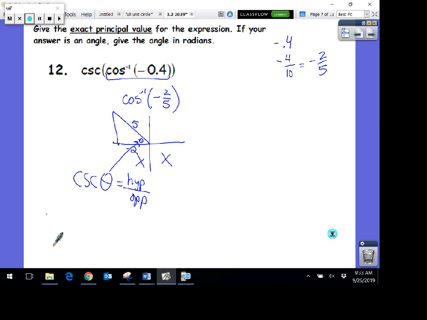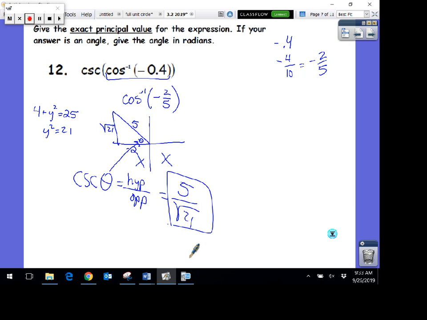All right, so we have the hypotenuse. We need the opposite. So negative 2 squared is 4 plus whatever that, I'm going to call that y squared, equals 5 squared is 25. Y squared is 21. Positive root 21. Root 21. There's your answer. Only possible answer. There are not multiple answers for that.